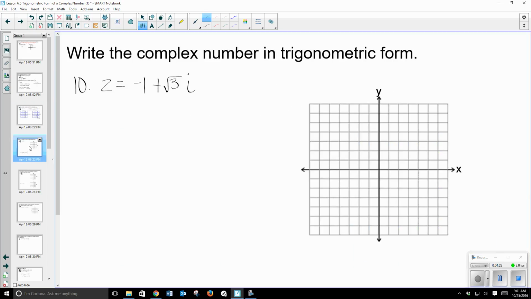Here we have z, a complex number, -1 plus root 3 i, and we have to write it in trigonometric form. It doesn't tell you to graph it, but let's go ahead and graph it and see what that should look like. You go to the left 1 and up root 3, and root 3 you can put in your calculator to get a decimal number, or you can estimate, 1.7. So it's back 1, up 1.7, right there.